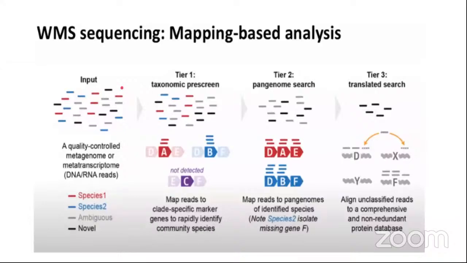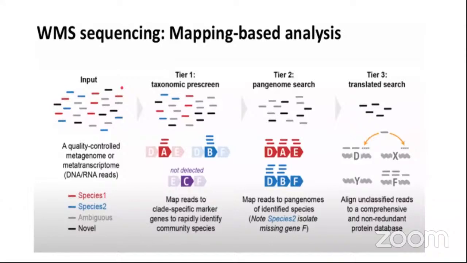So if you have whole metagenome sequencing or shotgun sequencing, there are several tiers of assembly or mapping your information. If your information is based on a huge amount of data, it can be from a metagenome or metatranscriptome, depending on whether you initiated with DNA or RNA. As you can see, there could be the presence of species 1, 2, and of course there will be some ambiguous reads which don't correspond to any existing population, and of course there will be some unidentified genetic regions.